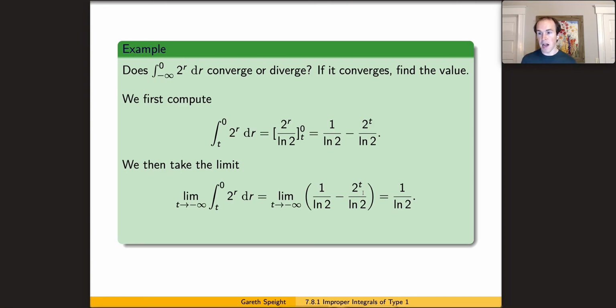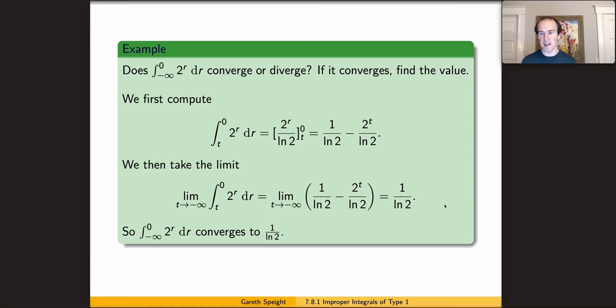That means we're plugging in large negative numbers. So for instance, if we were to plug in t equals minus 100, we would have 2 to the minus 100, which is 1 over 2 to the 100. 2 to the 100 will be a huge number. So we have 1 over a huge number that's going to go to 0. So actually the second piece goes to 0, and we're just left with 1 over ln 2. Okay, so this converges to a finite number. That means the improper integral exists, and it converges to 1 over ln 2.